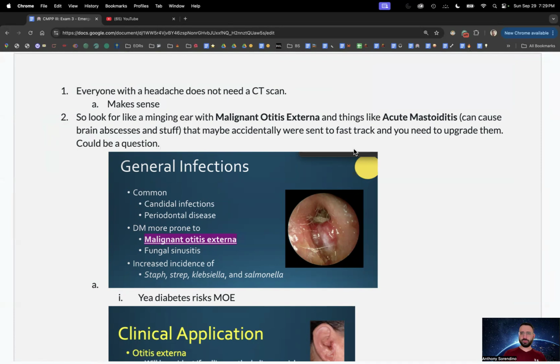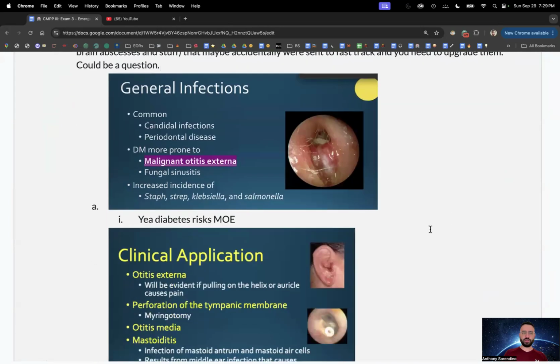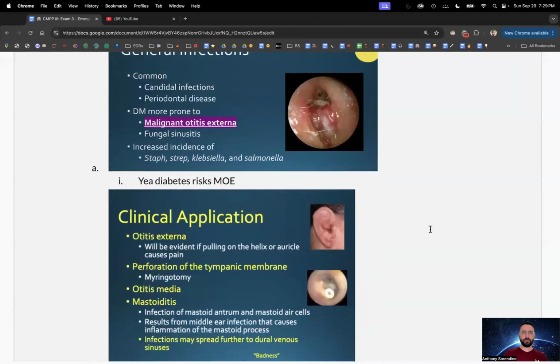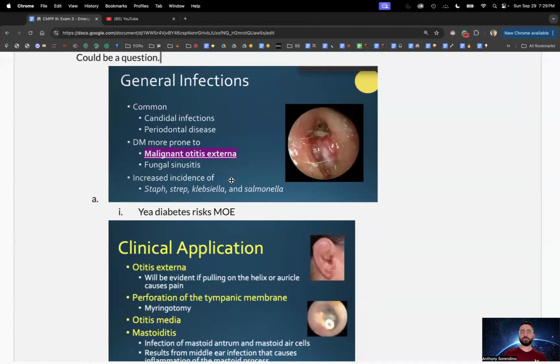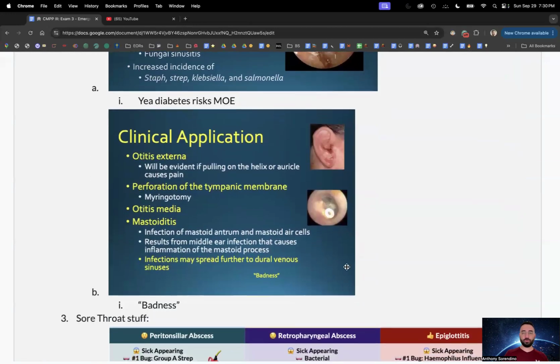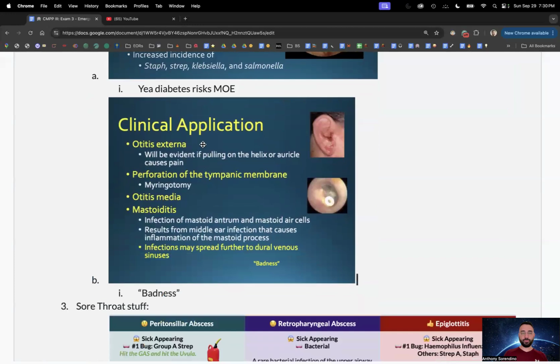Look for, what is this? Malignant otitis externa, yowza, acute mastoiditis. Okay. Diabetes was always a big risk. This is from endocrinology. So diabetes is an increased risk for malignant otitis externa. So an external ear infection for DM. You will see that.